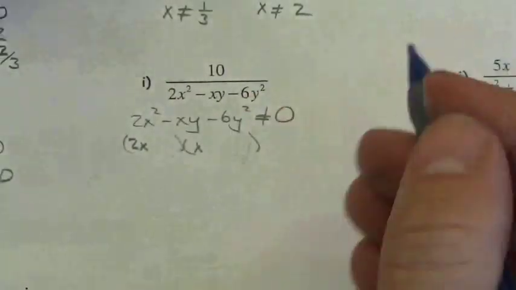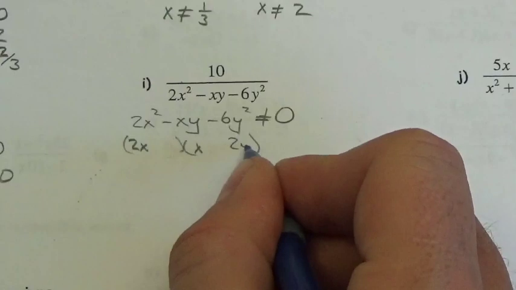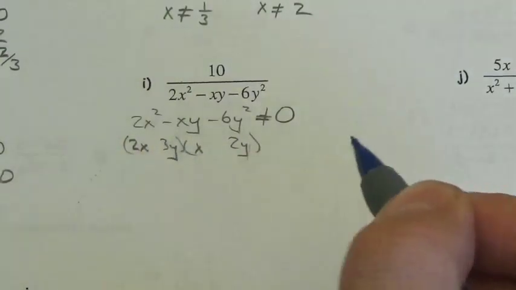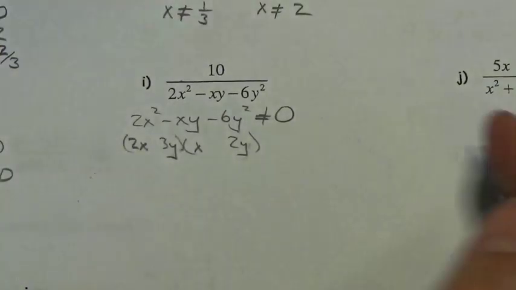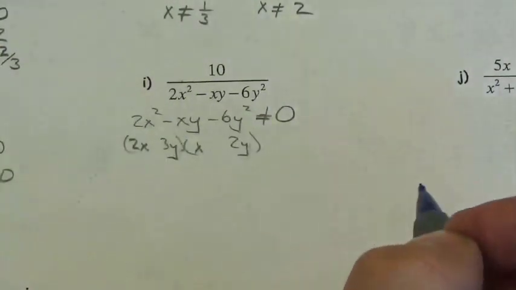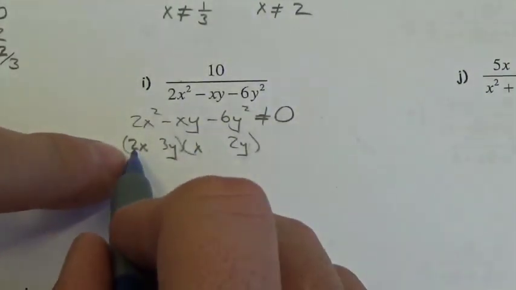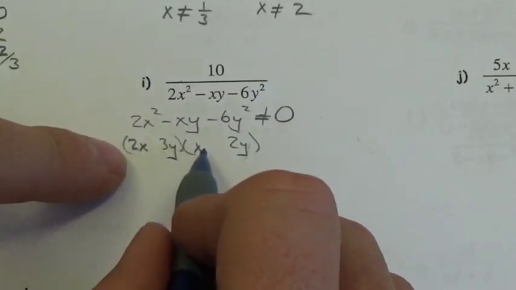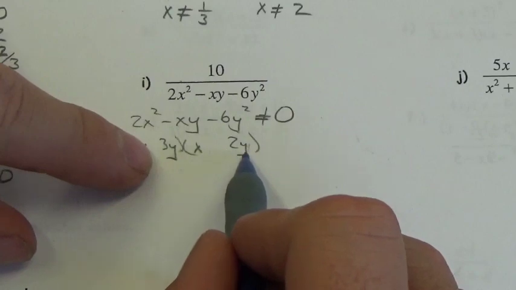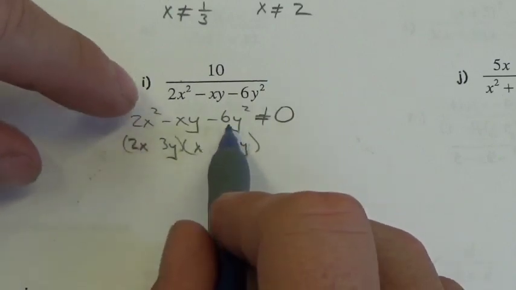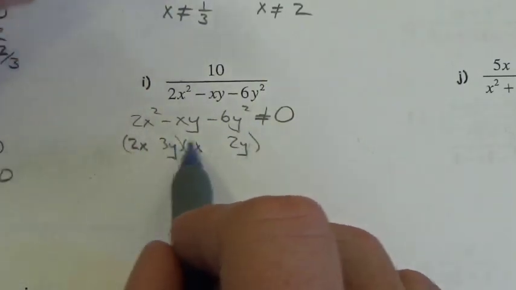A better guess, if I was going to do the 2 and the 3, would be to put the 2 here and the 3 here. That way I'm not introducing something common in this step when it wasn't common up here. Now let's just double check that. I know 2x times x is going to be 2x squared. Done. 3y multiplied by 2y is going to be 6y squared. Now that's negative, so one of these two is negative.